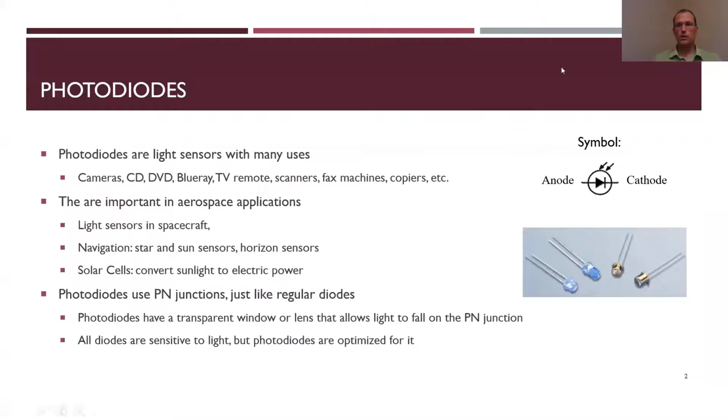So photodiodes work just like regular diodes. They need a certain amount of voltage, and then once you get above that voltage, it lets the current flow through.